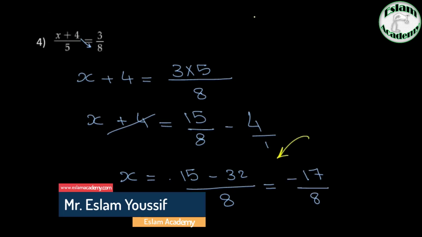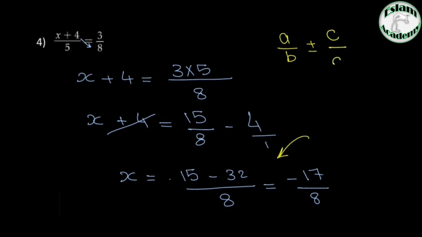To know how we can subtract fractions, we have a over b, plus or minus, c over d. The answer will be: if it's plus, it will be plus, if it's minus, it will be minus, b times c over b times d.